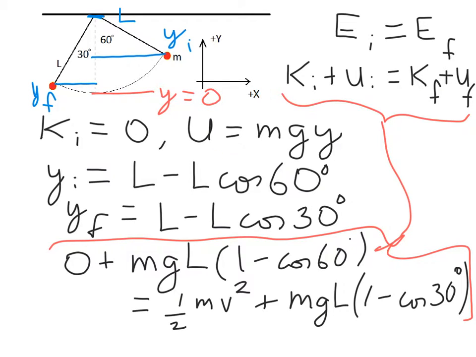So, plugging all this information into our energy conservation equation, we get 0 plus mgL times 1 minus cosine 60 degrees equals 1/2 mv squared plus mgL times 1 minus cosine 30 degrees. And now we have the values for m, g, L, and the angles, and so we can solve for the speed v.